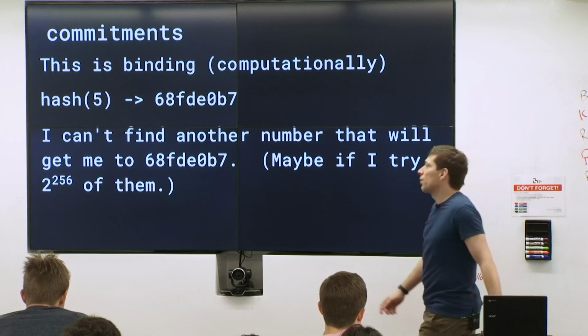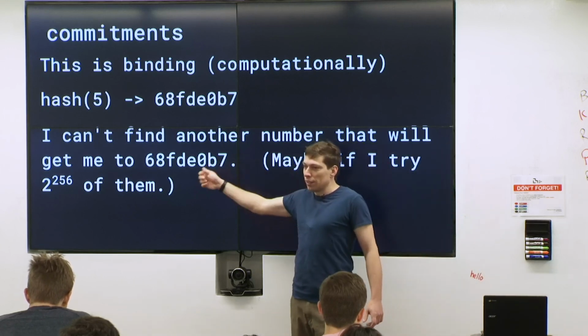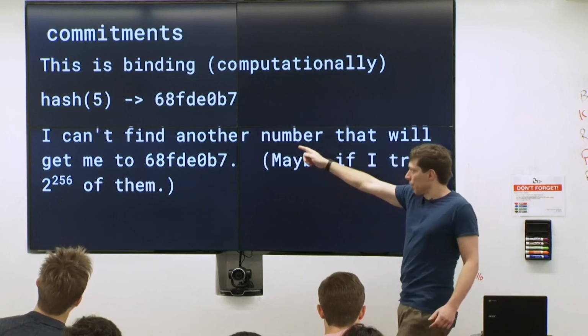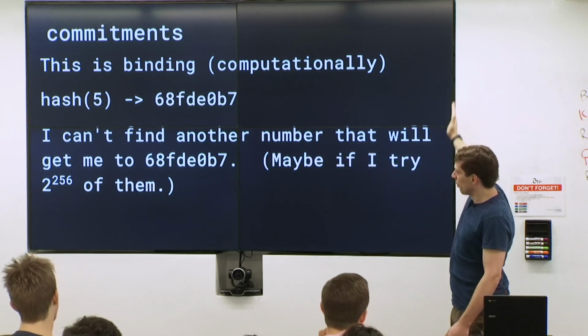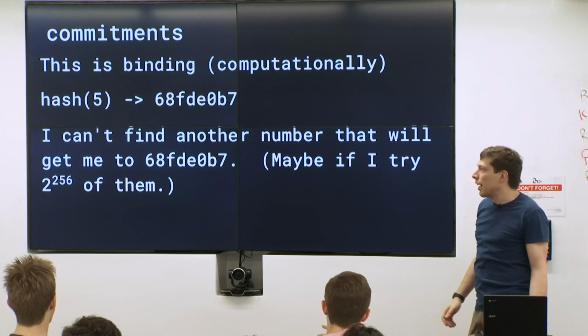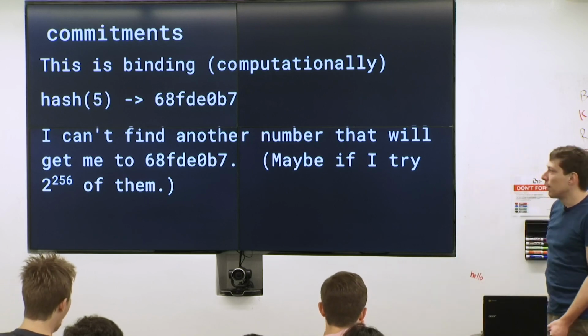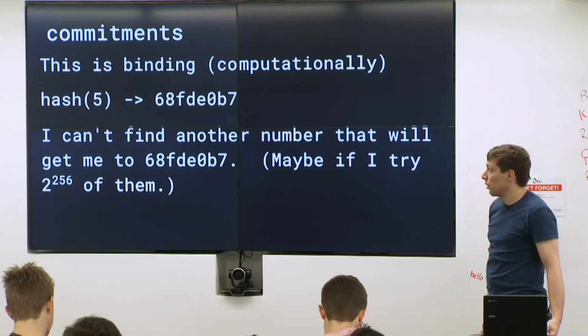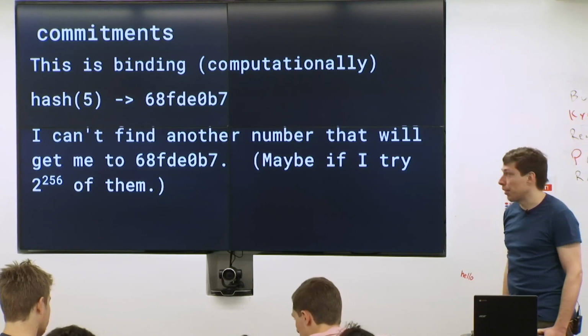In practice, this is really long, right? This is like a SHA-2 output. I didn't want to write the whole thing, but it goes to here, or 2 lines. So the idea is I can't find another number, especially exactly the number I want, but I can't find any other number that will get me to that same hash output, right?